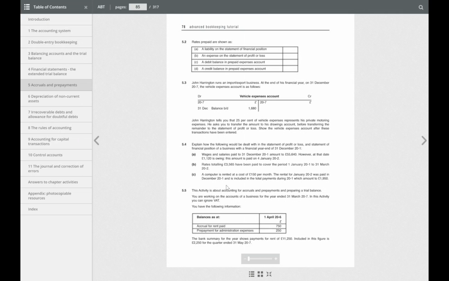A balance as of 1st of April 2006. Accruals for rent paid, 750. Prepayments for administration expense, 250. The bank summary here shows payments for rent of 11,250 included in the figures as 2,250 for the quarter ended 31st of May 2007. Okay. So what do we have to do?